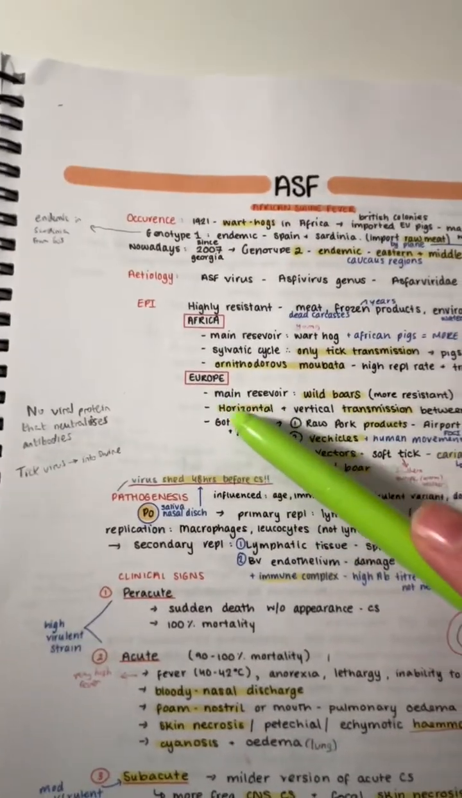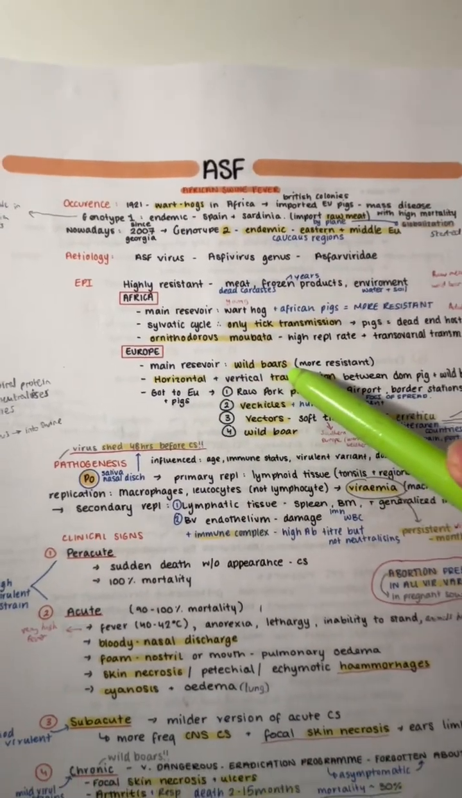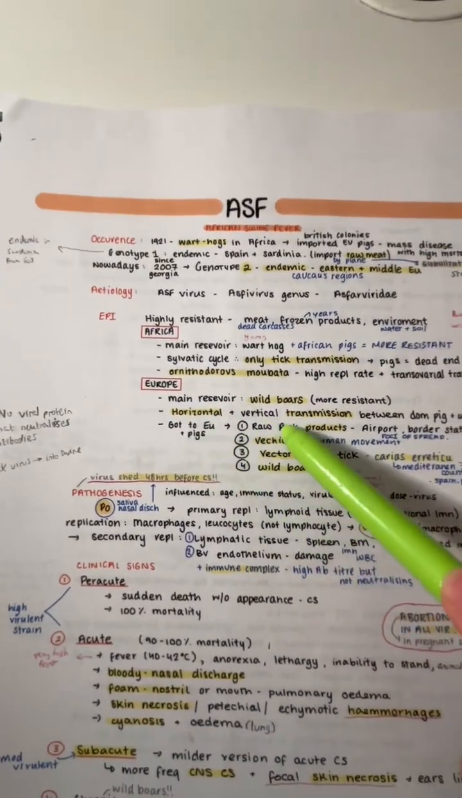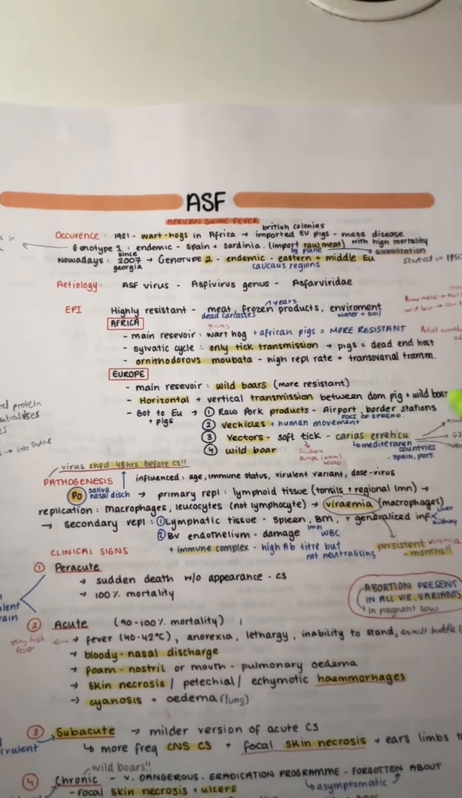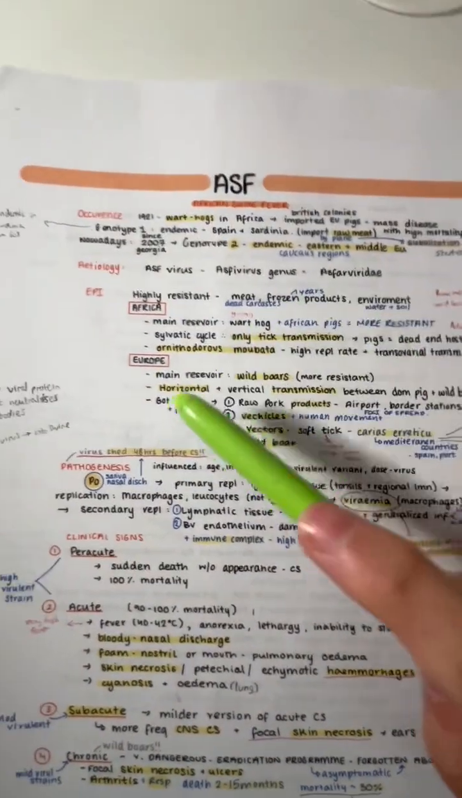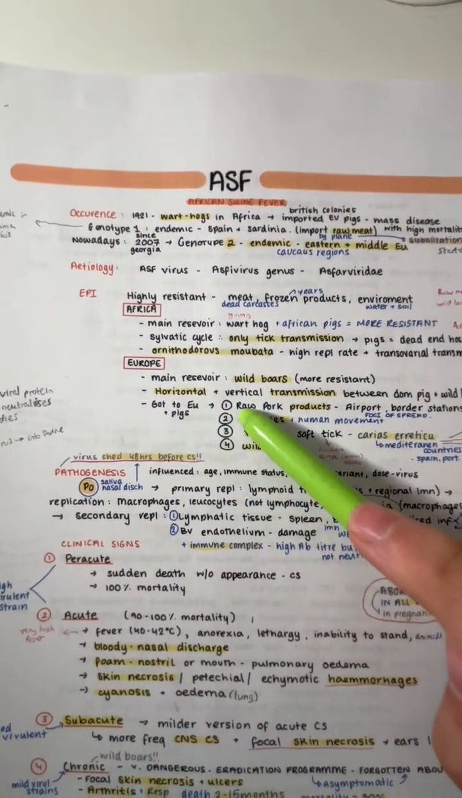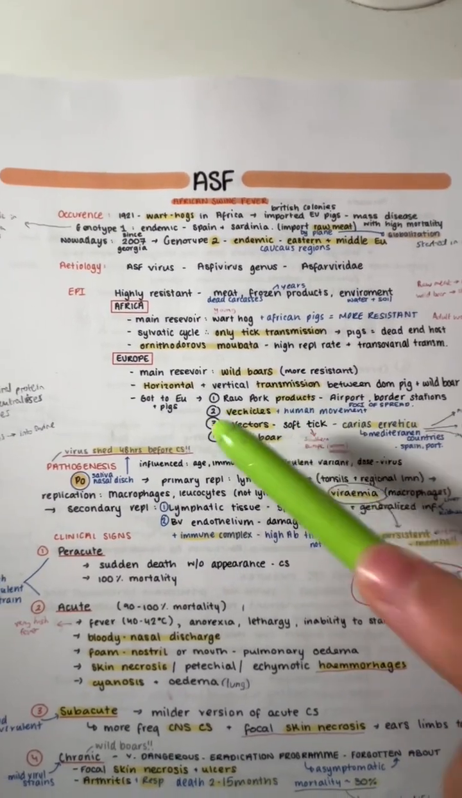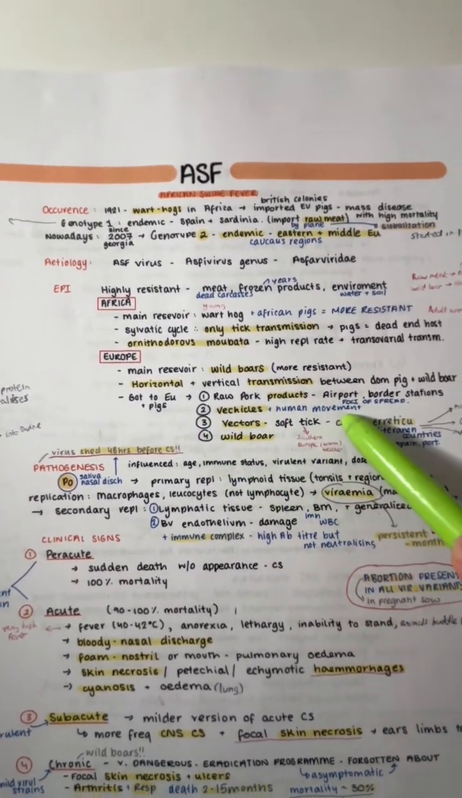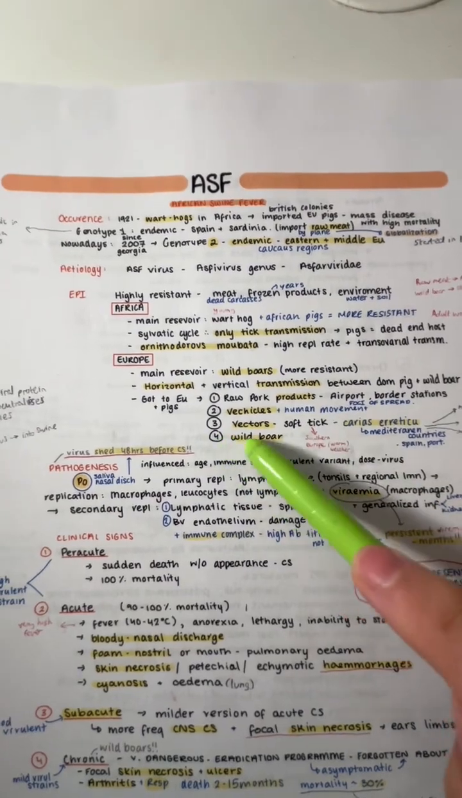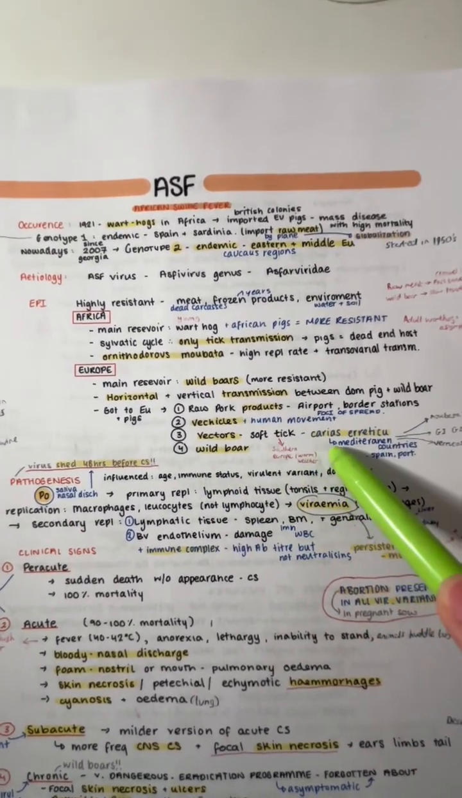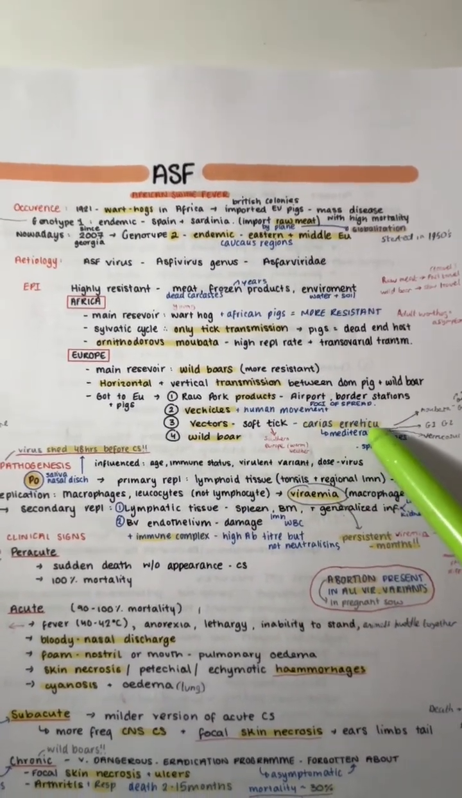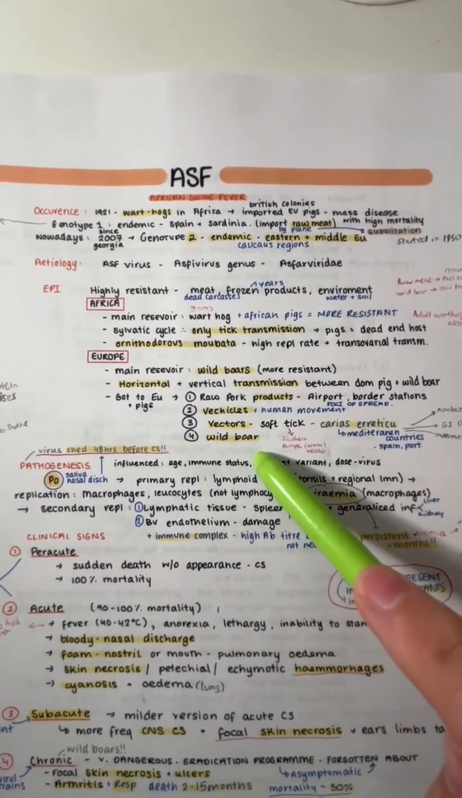In Europe, the main reservoir is wild boar. There is horizontal and vertical transmission between the domestic pig and the wild boar. It got into the EU through number 1, raw pork products. Number 2, vehicles and human movement. Number 3, vectors such as the soft tick Ornithodoros erraticus. And number 4, wild boar.